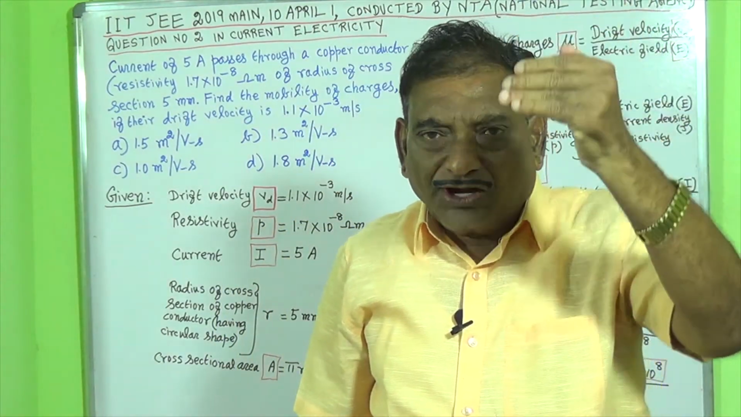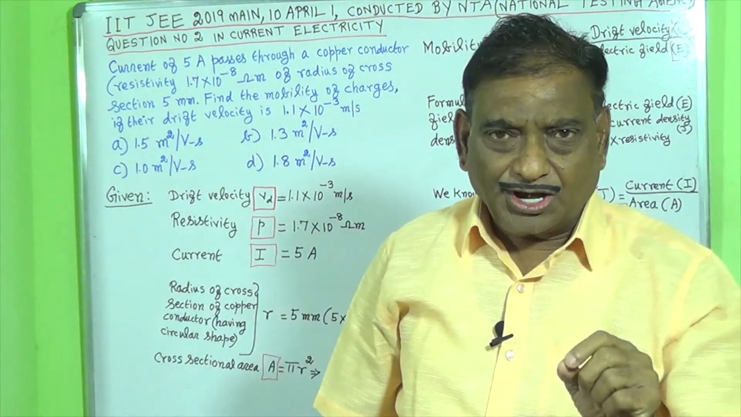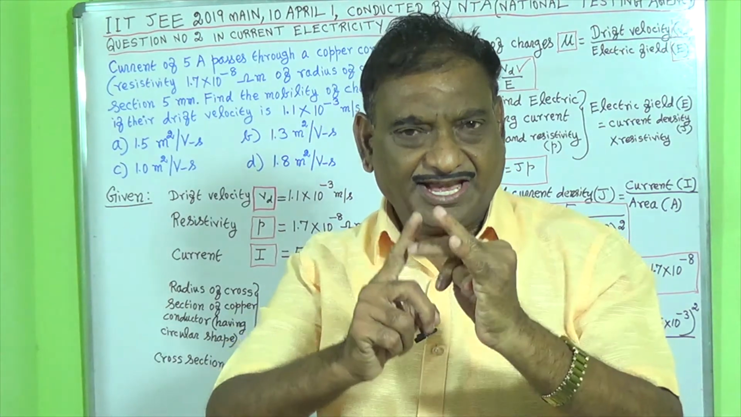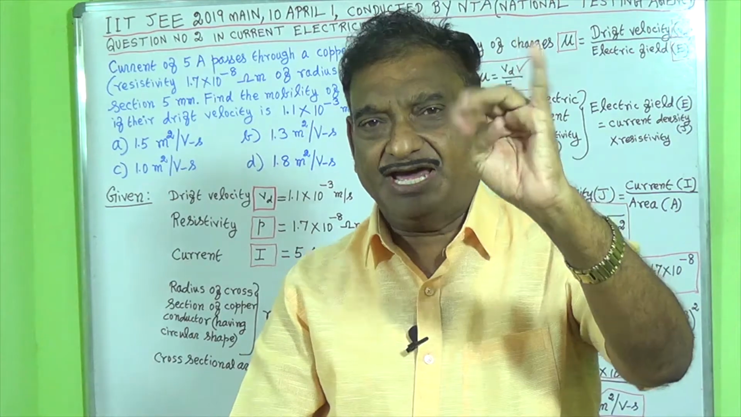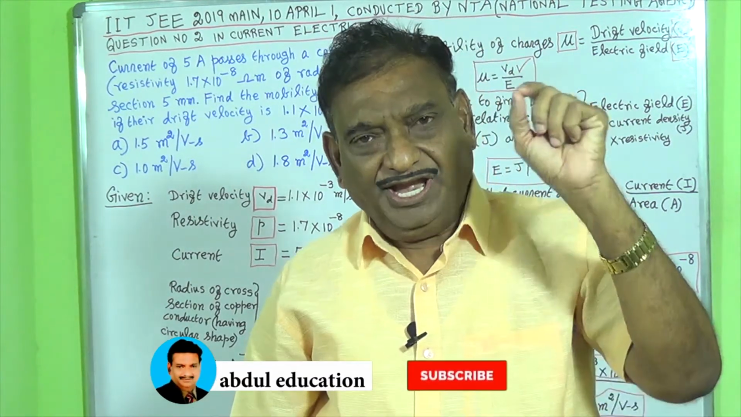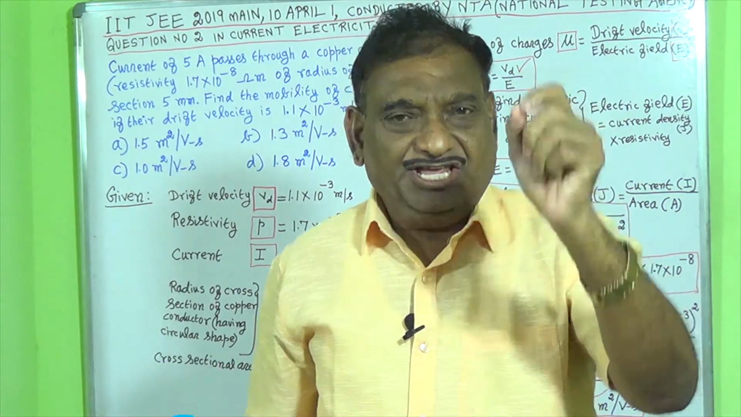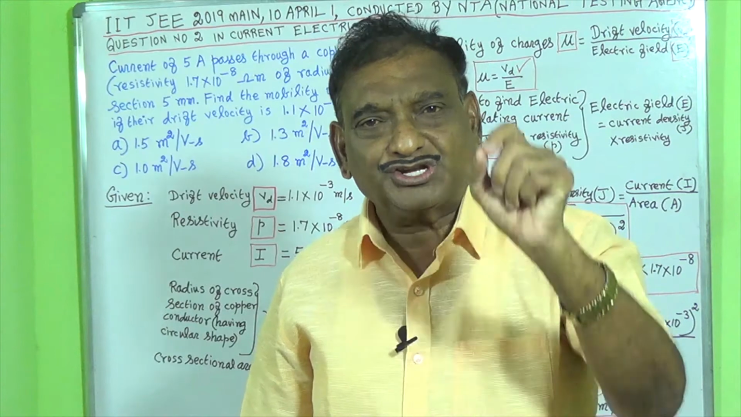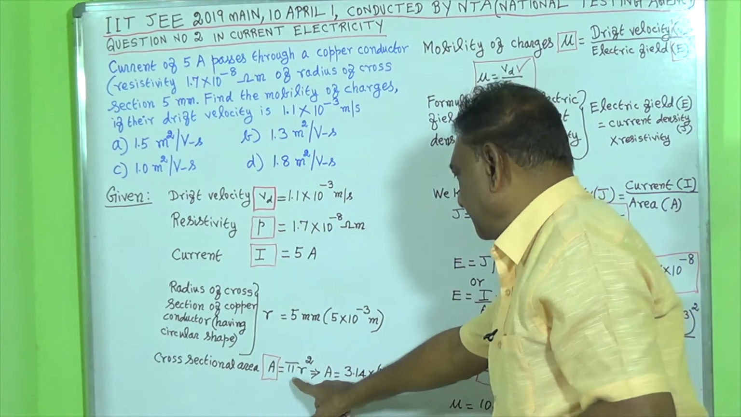So, what are the data given? The data given are drift velocity, resistivity, current and the radius of the cross section of a conductor. From the radius, we can find the area, that is the cross-sectional area of the conductor, which is in circular shape, by applying the formula pi r square.